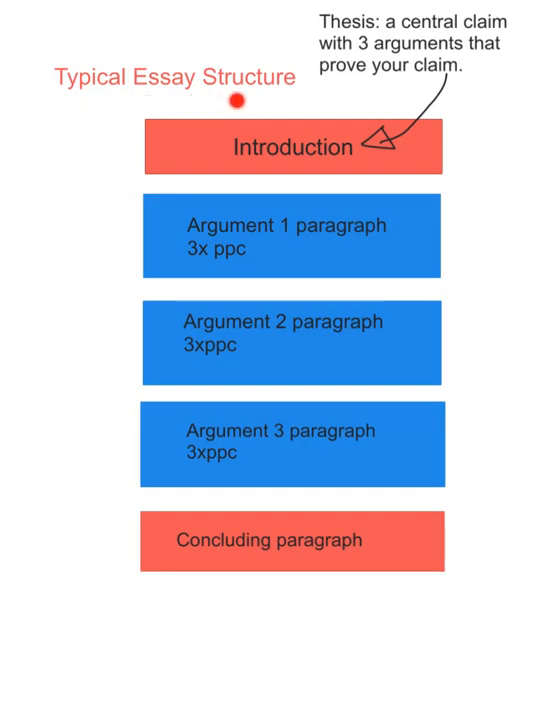Your typical essay structure has 3 body paragraphs, an introduction, and a concluding paragraph. In each sub-argument paragraph, you'll have 3 separate points proving that argument with your proof and a comment or analysis explaining how that point supports both the topic of your paragraph and your thesis. Remember, your thesis needs to have a claim and 3 arguments that are going to support or prove your claim. A typical essay structure also finishes with a concluding paragraph.